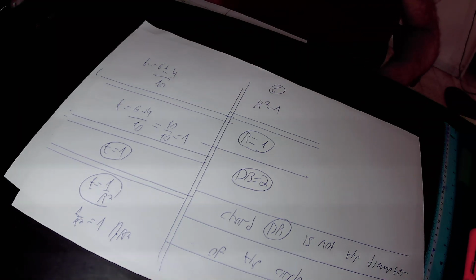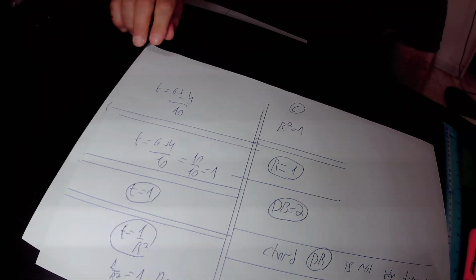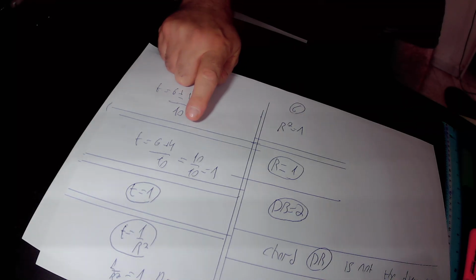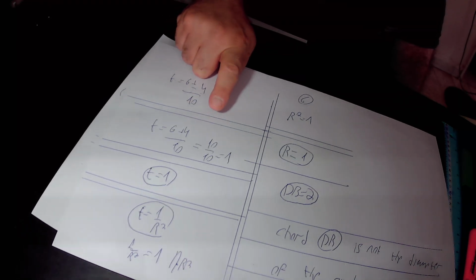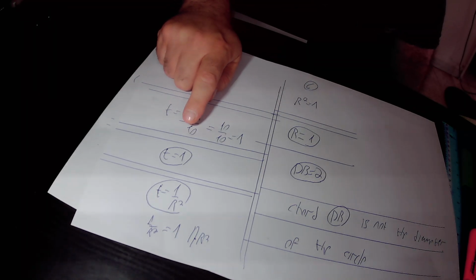So here we have two possible solutions for t. The first solution for t is that t equals 6 plus 4 over 10. 6 plus 4 is 10, and 10 over 10 is 1. So the first solution for t is that t equals 1.